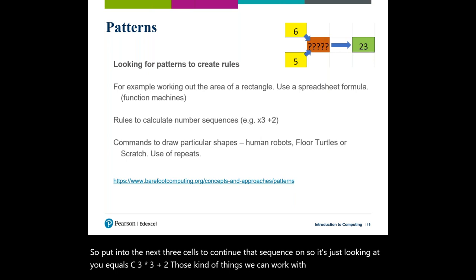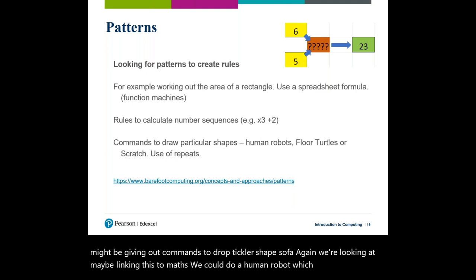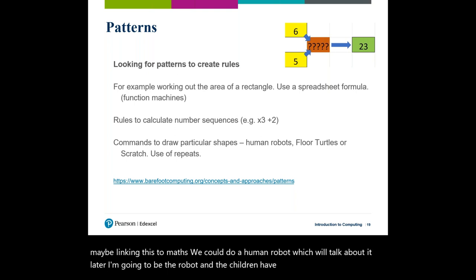It might be giving out commands to draw particular shapes. So if we're looking at maybe linking this to maths, we could do a human robot, which I'll talk about a bit later. I'm going to be the robot, and the children have to give me instructions to draw a particular shape by walking a shape on the floor or give instructions to each other.